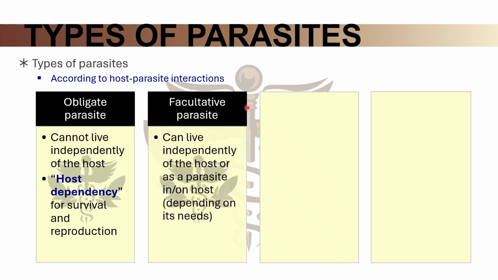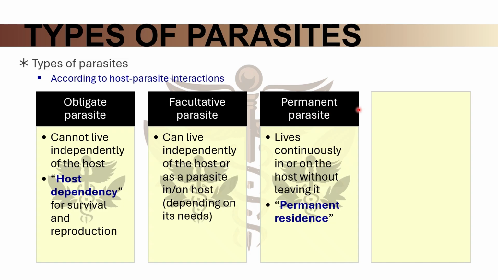Facultative parasites can either live independent of the human body or live in association with it depending on their needs. From their name, permanent parasites remain on or in the host for their entire life cycle, and once established, live continuously with the host without leaving it. In this way, we can also expect permanent parasites to cause chronic infections in humans.